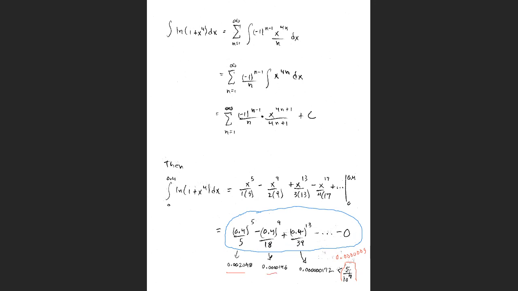First term is not smaller. Second term is 0.0000146. That's not smaller. But when I get to the third term, I have 0.000000172. That's smaller than 5 over 10 to the 7th power. So that tells me then, by the alternating series estimation theorem, that I only need the first 2 terms of this series. The sum of the first 2 terms of the series will give me an estimate that's correct to 6 decimal places.